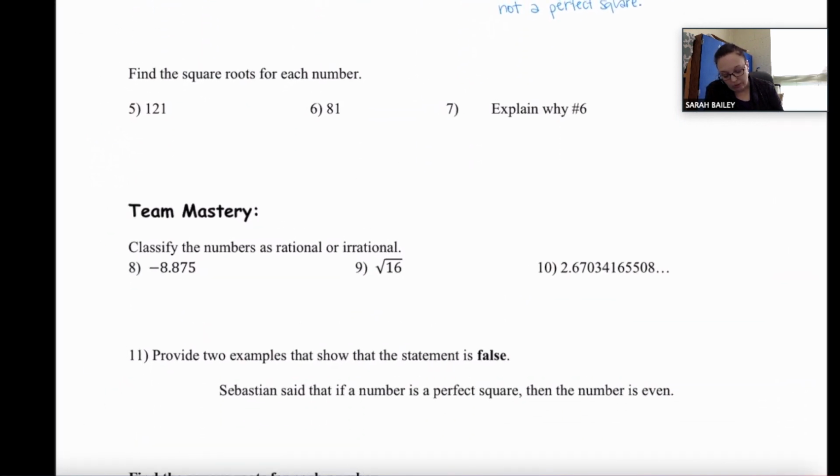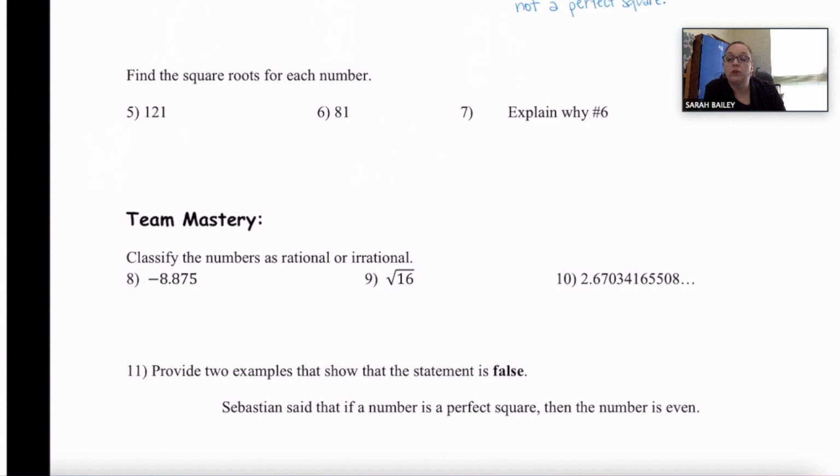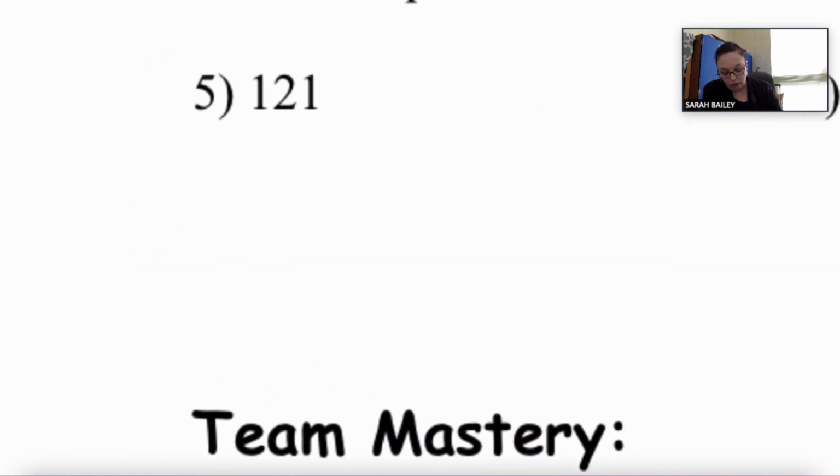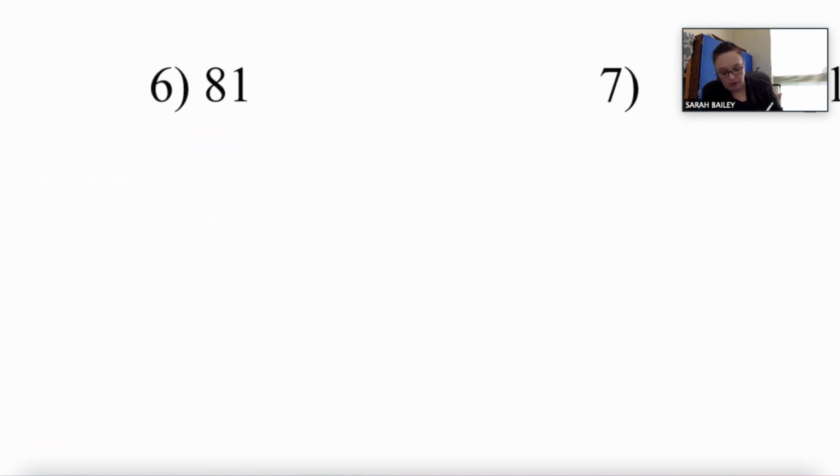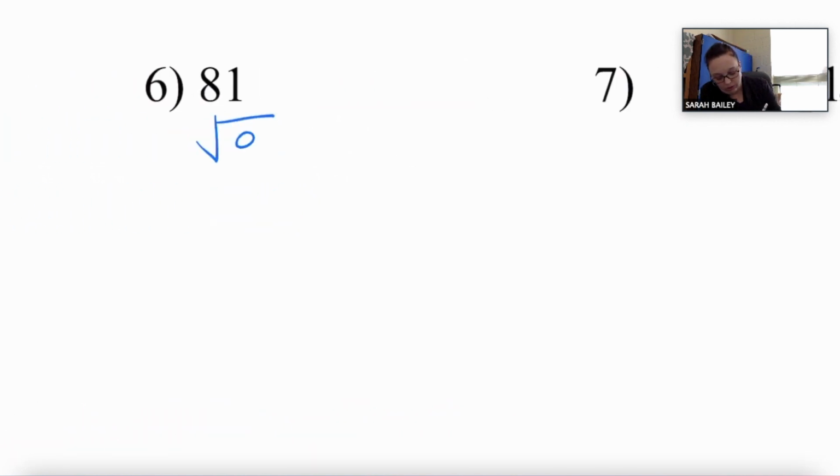It says find the square roots for each number. So number 5, the square root of 121. So that's what it's asking us to find, the square root of 121. Well, that would be 11, right? Plus positive and negative 11. Remember, each number has 2 square roots, a positive and a negative. What about the square root of 81? So that's going to be positive and negative 9.